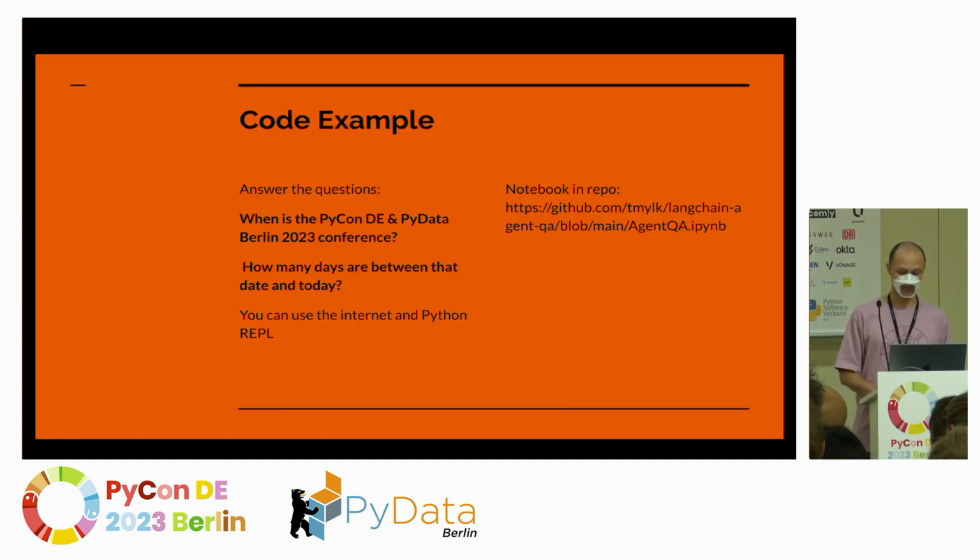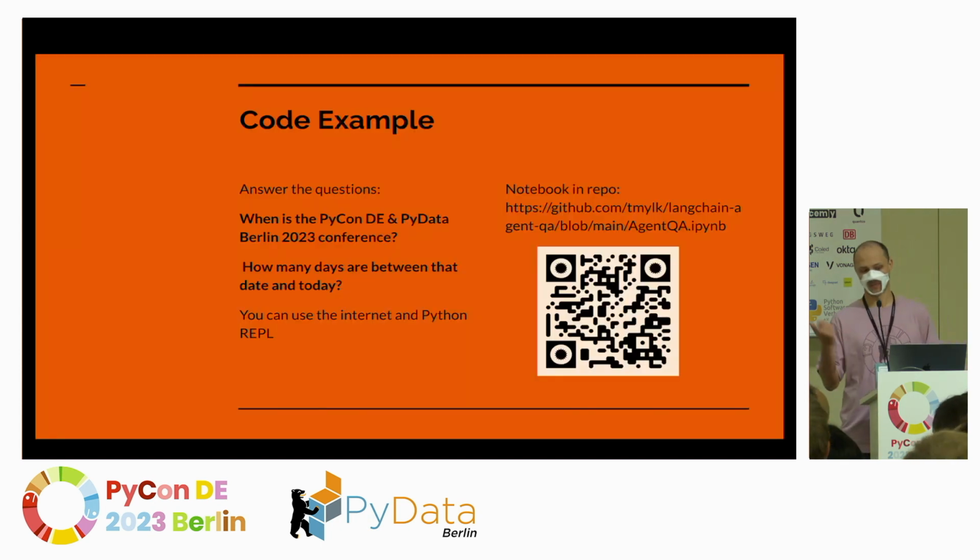Cool. So let's move to a code example. There's a notebook relating to this talk, if you want to look at it. And of course, the live demo gods, they think I'll miss some errors if you look at the repo now, but in an hour it will be better. Of course, you can't rely on the OpenAI API. The example that I decided to play with is the question: when is the PyCon in PyData Berlin 2023 conference? And how many days are between that date and today? I allowed the model to use the internet and the Python REPL.